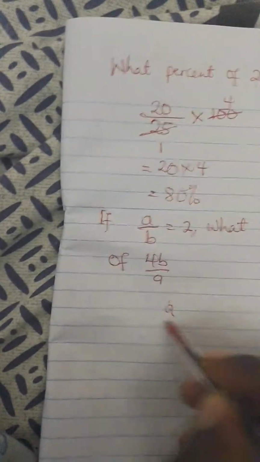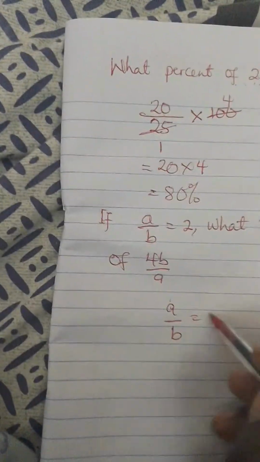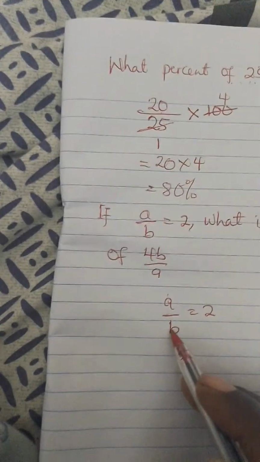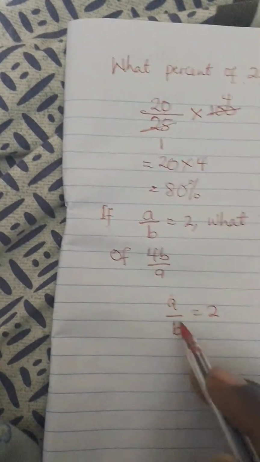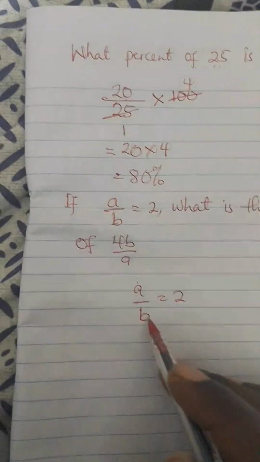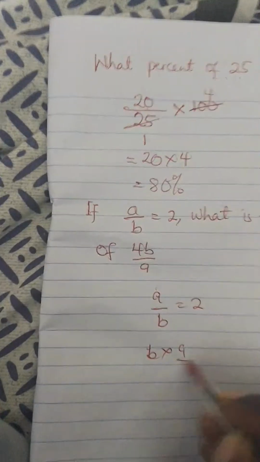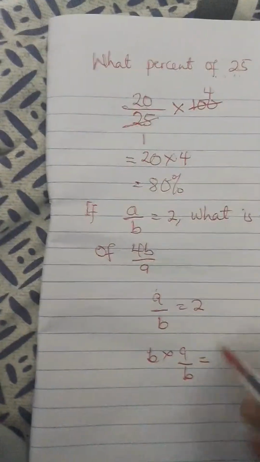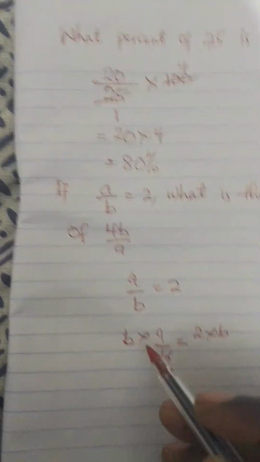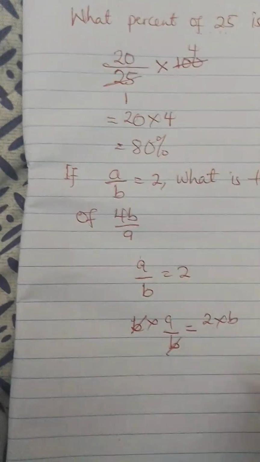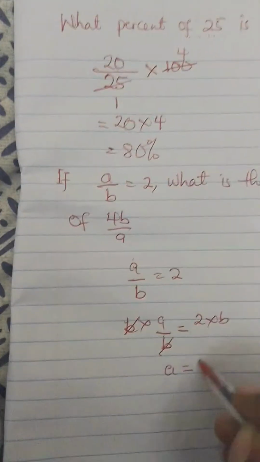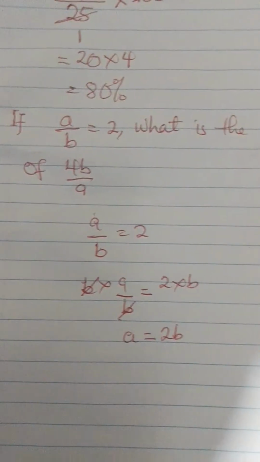Here you have A on B equal to 2. So you can multiply to make it linear. The LCM, which is B here, so that becomes B times A on B equal to 2 times B, so that this B will cancel this. Then your A will be equal to 2B, right? Your A becomes 2B.